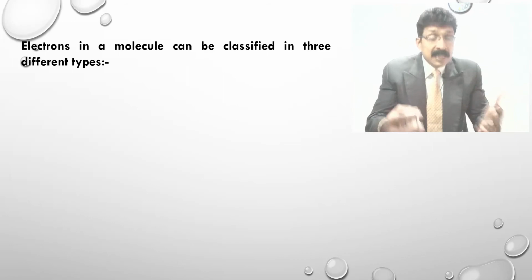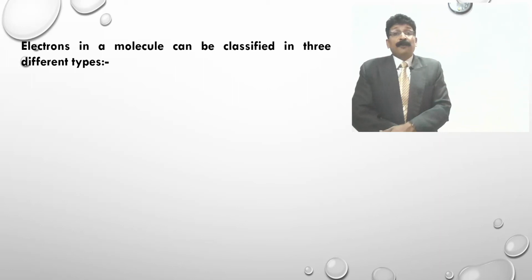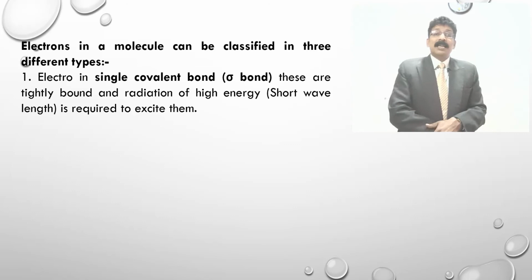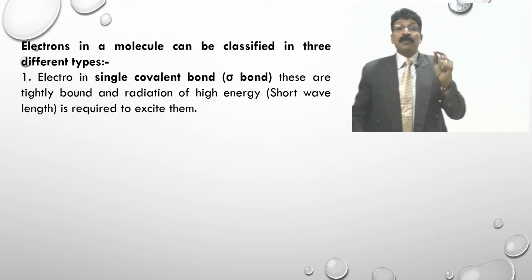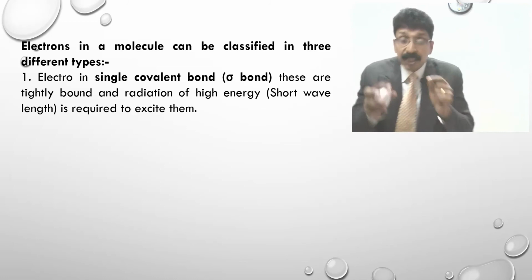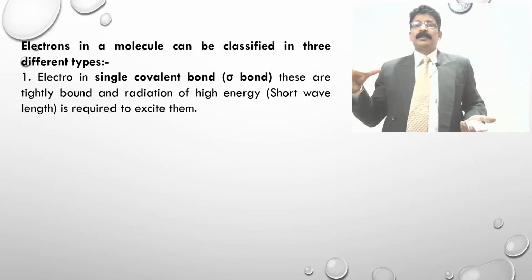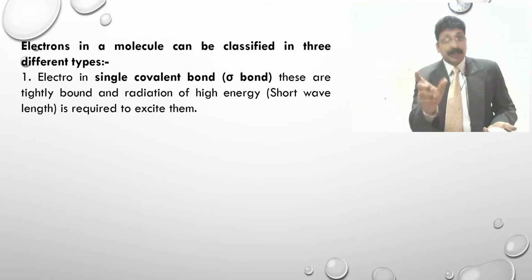Electrons in a molecule can be classified into three different types. One is the electrons in a single covalent bond, the sigma bond, a strong bond. These are tightly bound and radiation of high energy is required to excite them. So they are very strong bonds. You need high energy, which means shorter wavelength. Can you follow me? You have to remember: shorter wavelength, high energy. Just now we discussed UV radiation as shorter wavelength compared to visible, so the nanometer number is less.